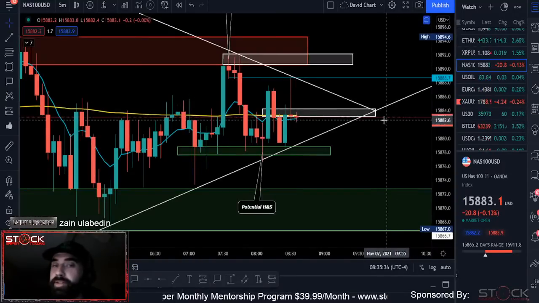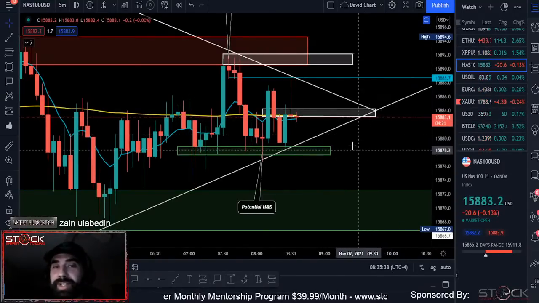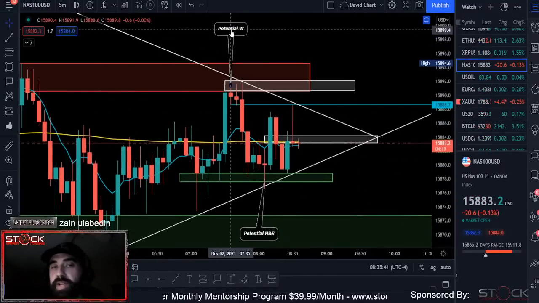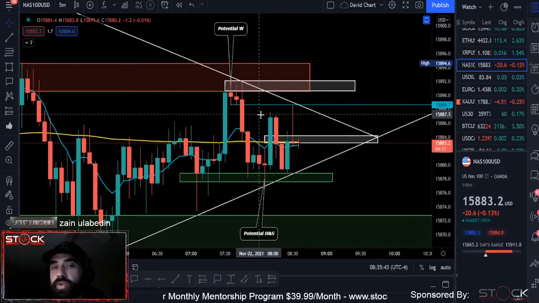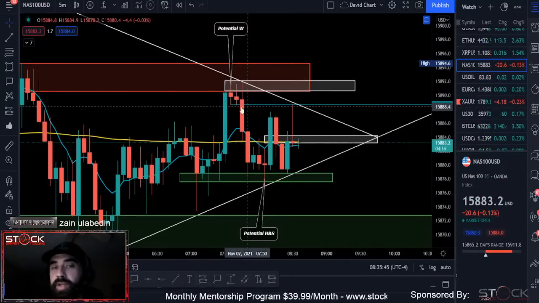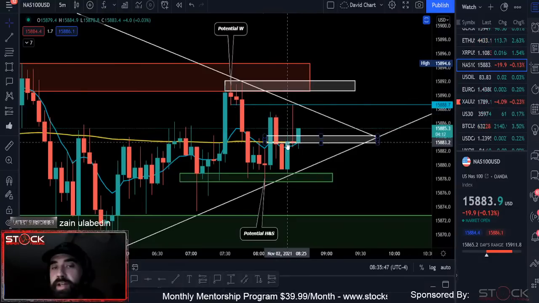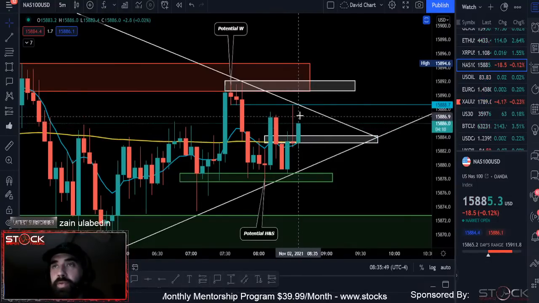Here's Nasdaq. I'm waiting for Nasdaq, guys. See how the potential W is up here? This is a short-term pattern that was rejected at previous resistance. Now it's starting to hold, waiting for the overall move.